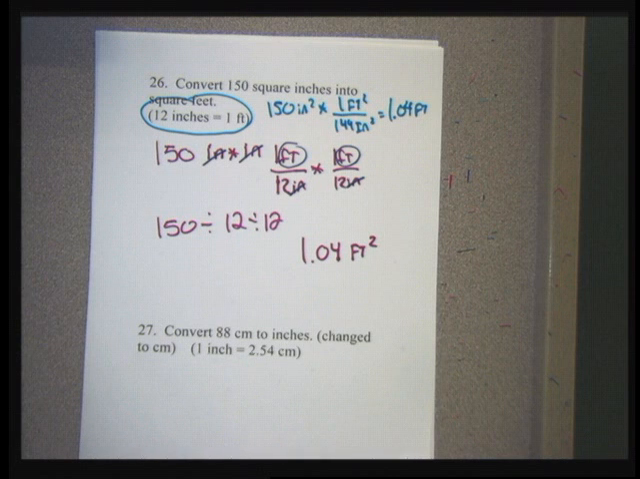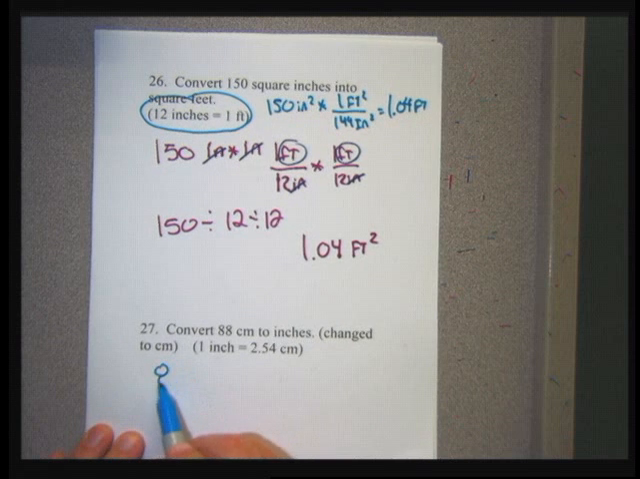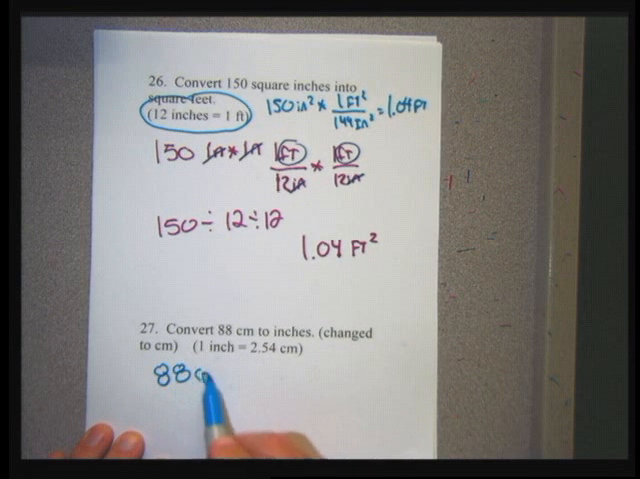We didn't have a relation for millimeters to inches, and I didn't teach the metric system to convert from centimeters to millimeters. So if you weren't in a chemistry class, you couldn't do this. So I just went ahead and changed the problem, and I'm going to make 88 centimeters into inches.